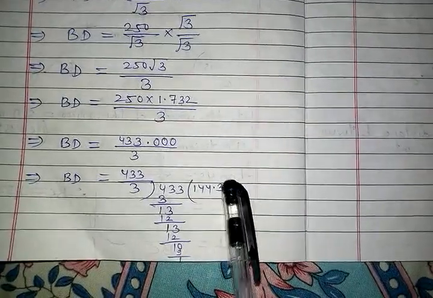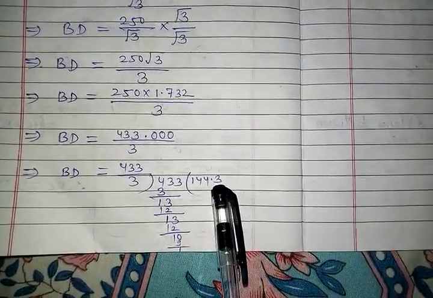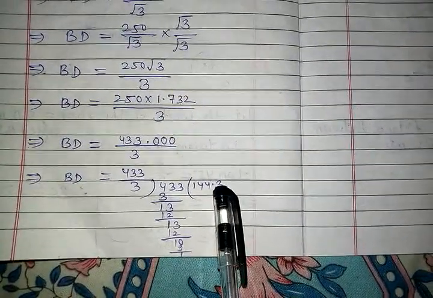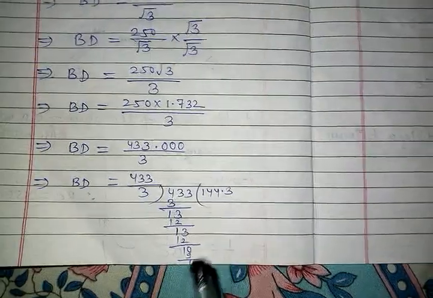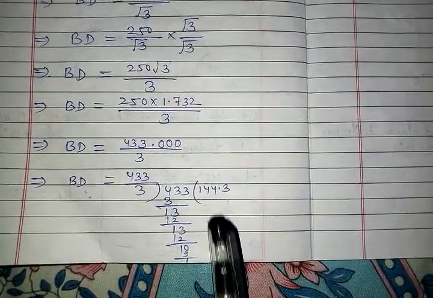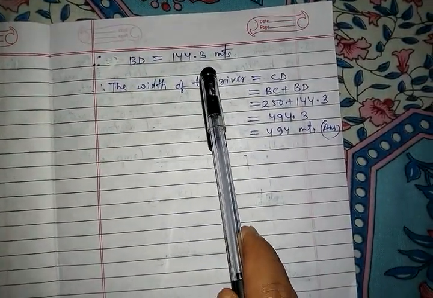Because this 3 keeps on coming, and we don't need many decimal numbers. So one decimal number we will take and later we will decide the whole number. So 144.3. But this is not the end. Every time the remainder is 1, but one decimal was enough for this question. Now as you all know, BD is 144.3.